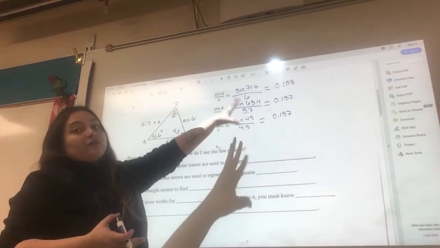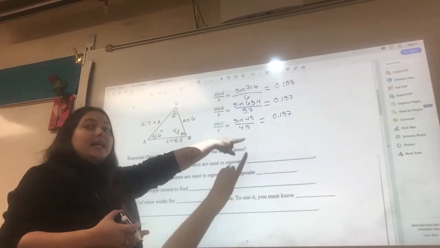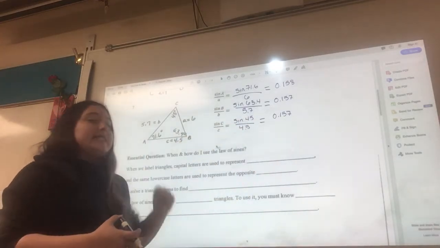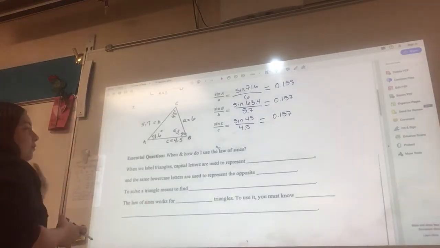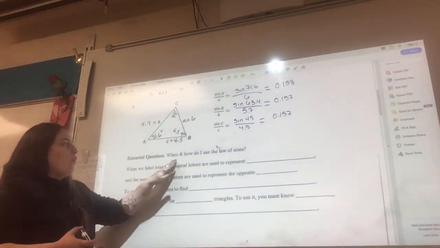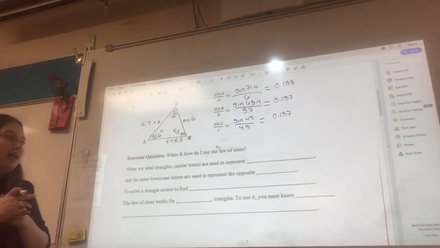But it works for non-right triangles, which is a key concept of what we're going to be learning today. So we're going to look at our essential question of when and how do I use the law of sines.